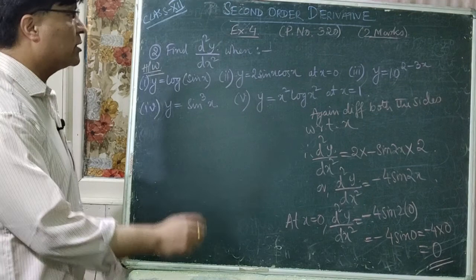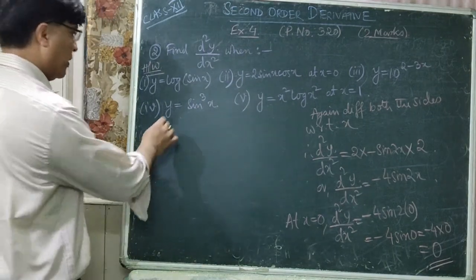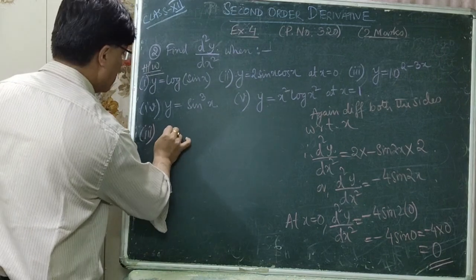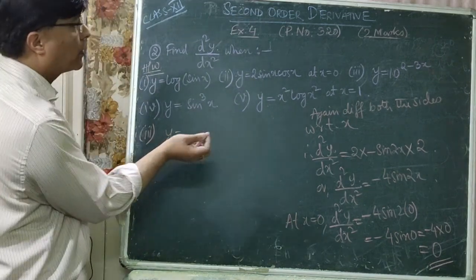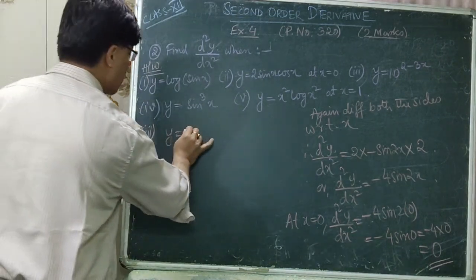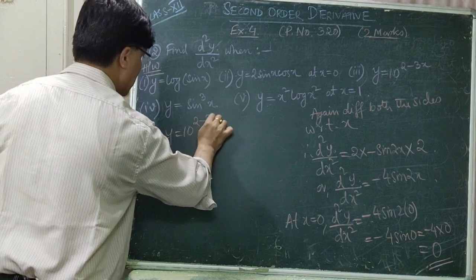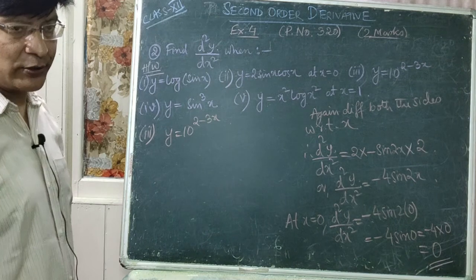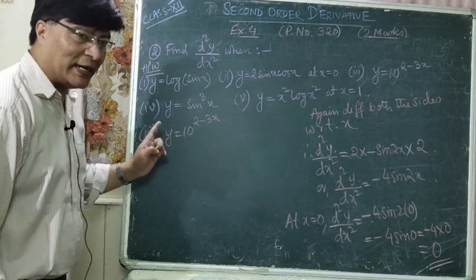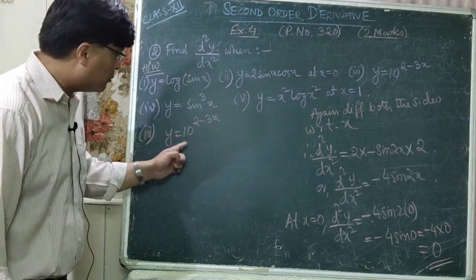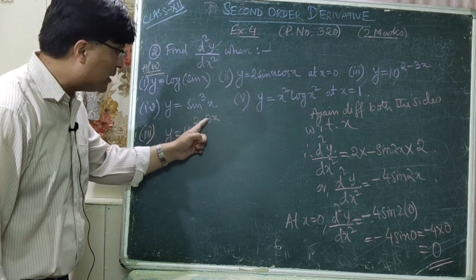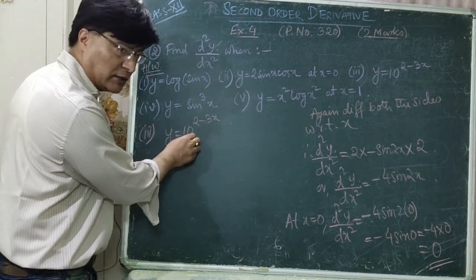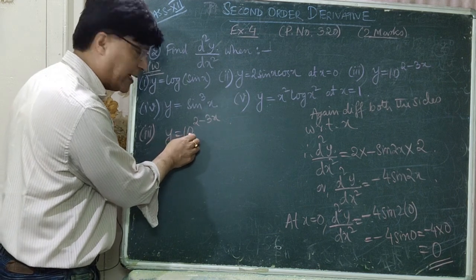So now we'll do the next question, that is question number 3. So what is question number 3 here? It is given y is equal to 10 to the power 2 minus 3x, 10 to the power 3 minus 10 to the power 2 minus 3x. Okay. So while differentiating it, you have to take this 10 to the power 2 minus 3x as a to the power x. Because here 10 is constant, you should take it as a.